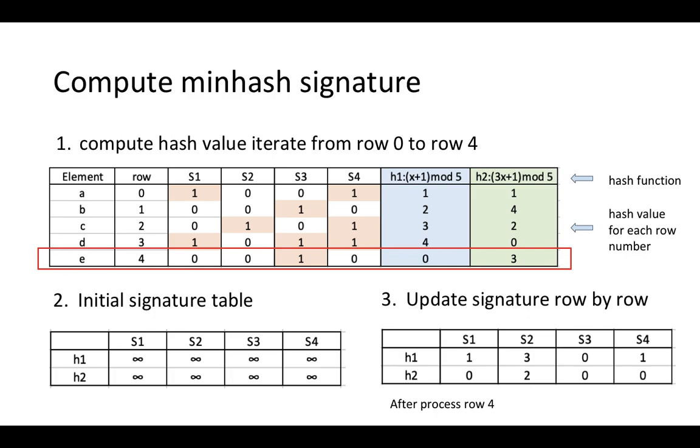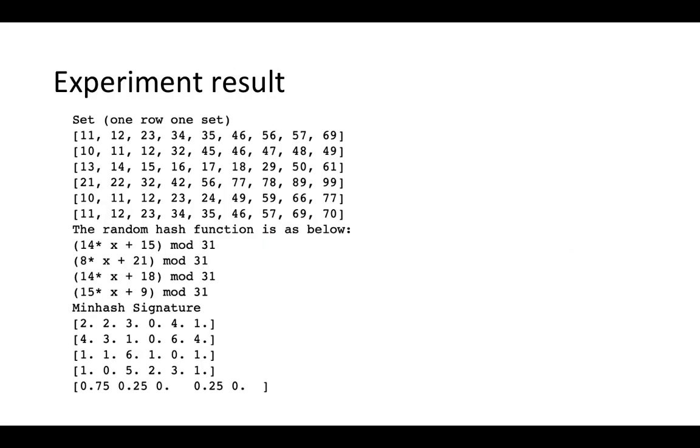From the signature, we can see S1 and S4 signatures are similar or the same, which means S1 and S4 are similar. And S2 and S4 signatures are totally different. S2 and S4 are different in actual fact.